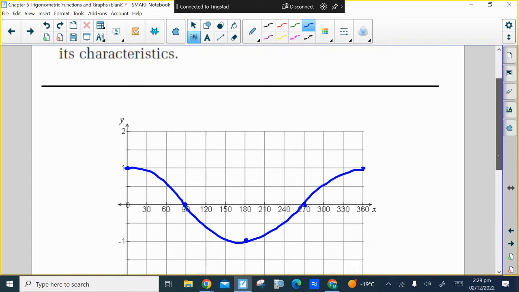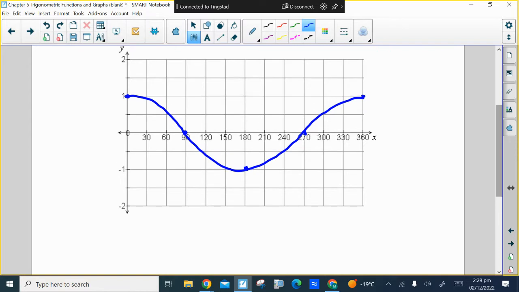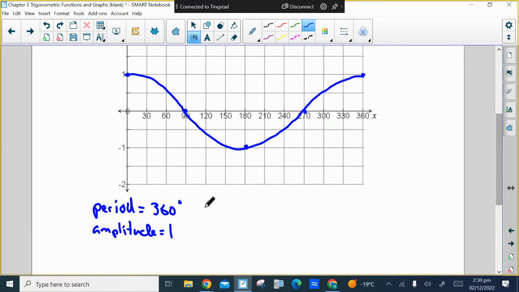So that's the graph of cosine theta. If we label our characteristics again, the period is still 360 degrees. It's the same distance to go through one cycle. Our amplitude hasn't changed. It is still 1. That is the distance from the middle to the max or the middle down to the minimum. Still a distance of 1 unit. Our critical points haven't changed. They're still every multiple of 90 degrees.